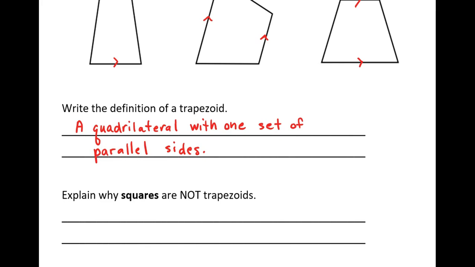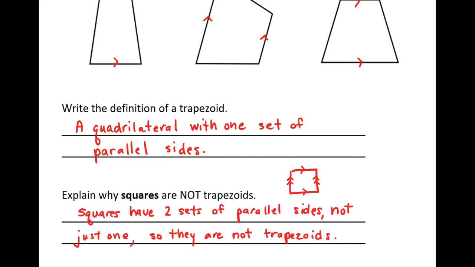The last question asks me to explain why squares are not trapezoids. Let me draw a square here. So in my square, the top and bottom are parallel and the two sides are parallel. So that gives me two sets of parallel sides, not just one. And that is the reasoning that I've written down here. Squares have two sets of parallel sides, not just one, so they are not trapezoids.